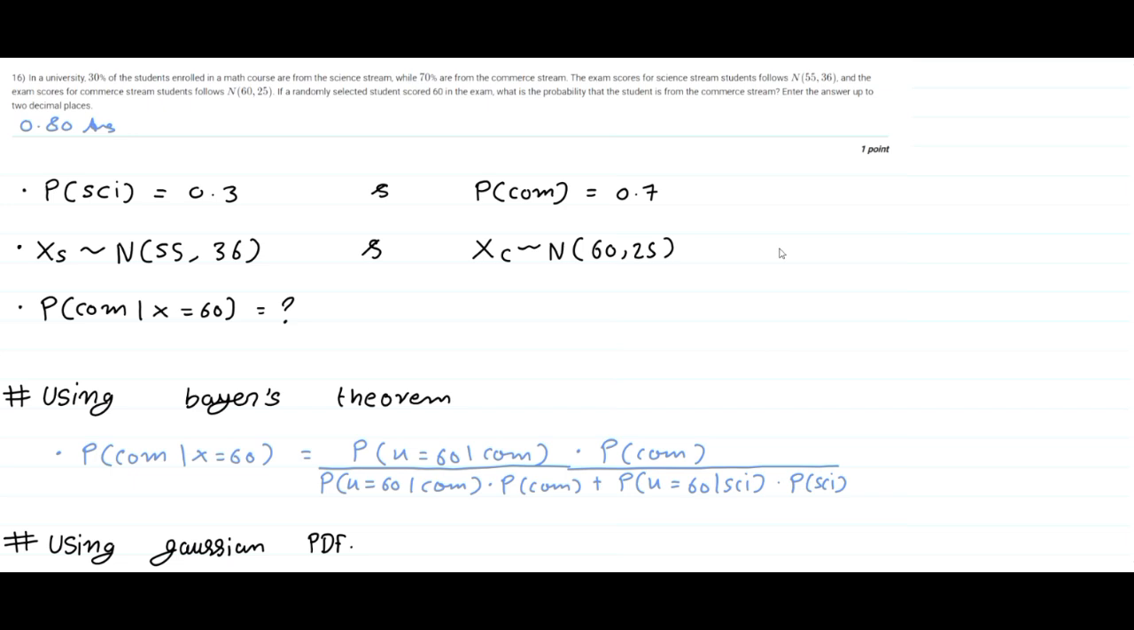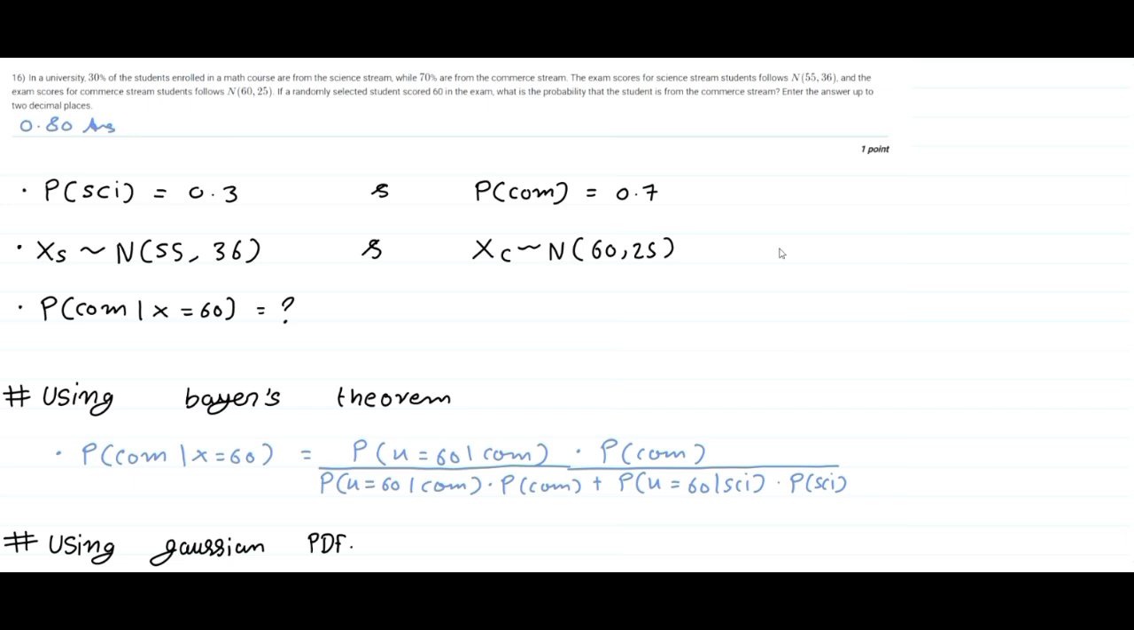Exam scores for the science stream students follow a normal distribution with the parameters 55 and 36. And for commerce students, it also follows a normal distribution with the parameters 60 and 25. If a randomly selected student scored 60 in the exam, what is the probability that the student is from the commerce stream? Given the probability of a student being from the science stream is 0.3 and from the commerce stream is 0.7.